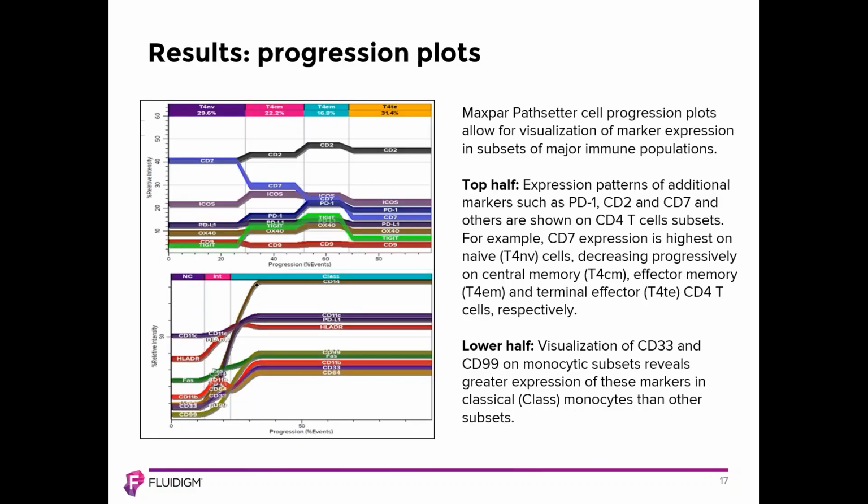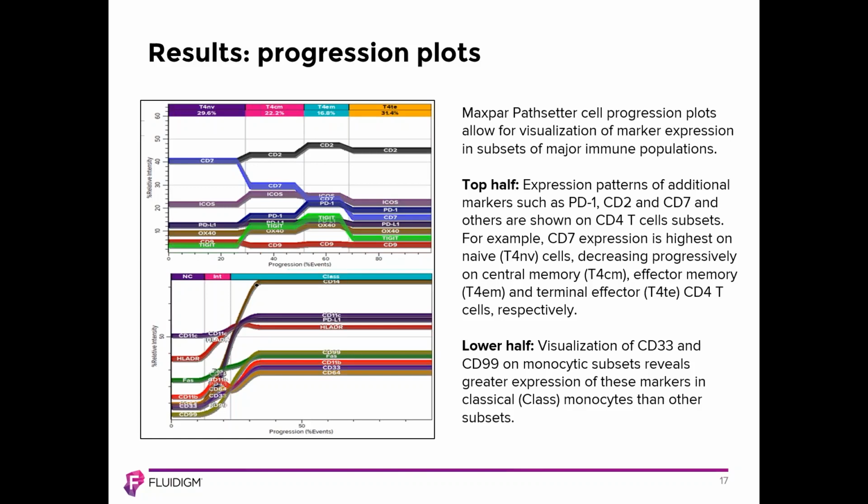they are interested in. Maxpar Pathsetter also produces what's called progression plots, where we can, within an immune cell type, actually monitor the expression of particular immune cell markers across the cell subsets. So shown over here on the top left, on the top panel, we're actually looking at the CD4 T cell subsets, and we're looking at the expression patterns of these markers that we added. So for example, we can note that the CD7 expression is highest on the naive cells and progressively decreases as we get towards the terminally differentiated effector cells.